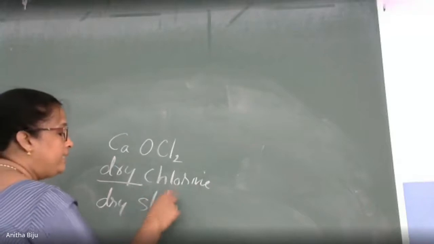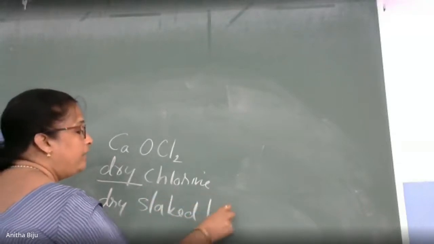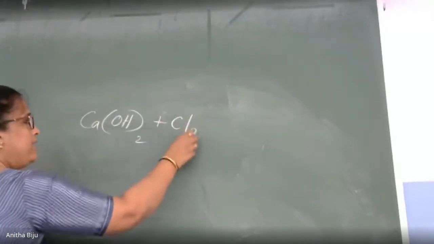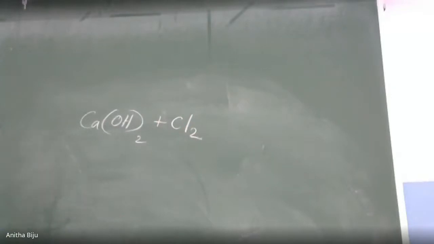So when dry chlorine is passed through dry slaked lime, SLAKED lime. What is slaked lime? It is the common name of a compound. It is calcium hydroxide. Calcium hydroxide is known under the name slaked lime. So let us think about the chemical reaction which takes place. Slaked lime Ca(OH)2 reacts with chlorine Cl2, and the products obtained are bleaching powder and others.